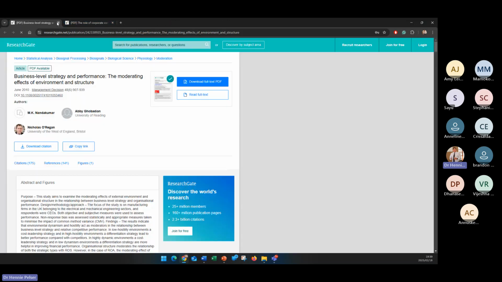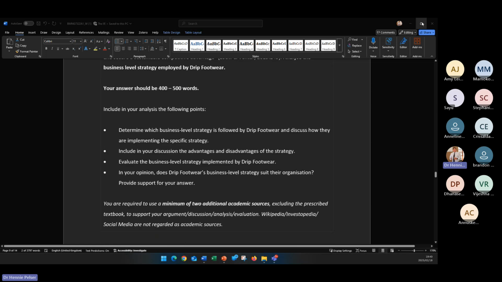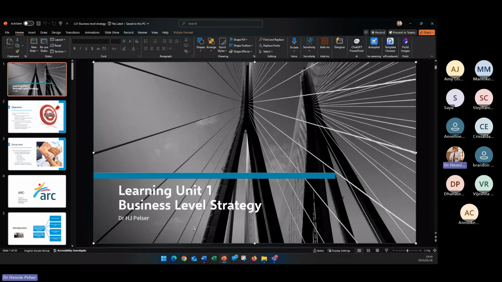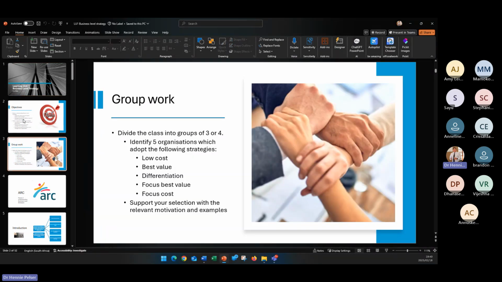And it just makes it easier if you can't get into EBSCOhost, or if you don't know how to use EBSCOhost effectively yourself. So if we look at the first one, and I'm going to do the assignment prep as I always do, we're going to look at the business level strategy adopted by Drip Footwear. For you, you need to go to Learning Unit 1. You need to go to Learning Unit 1 in my slides, and I will make sure that I provide you with a full set of updated slides.